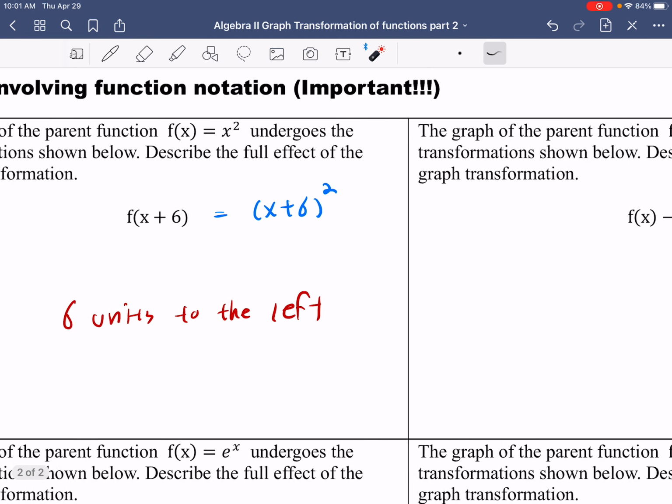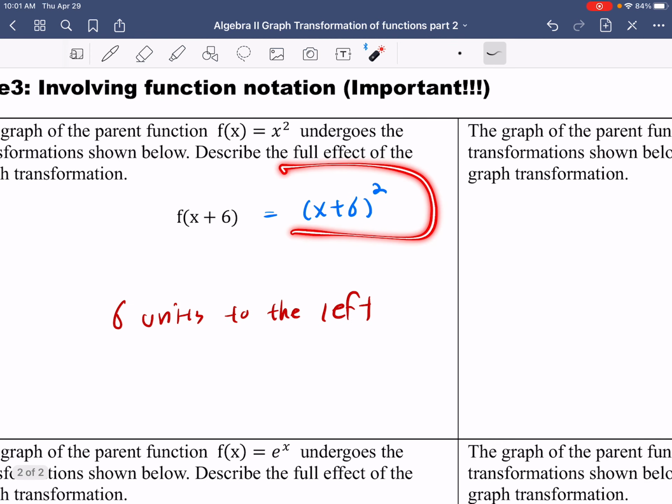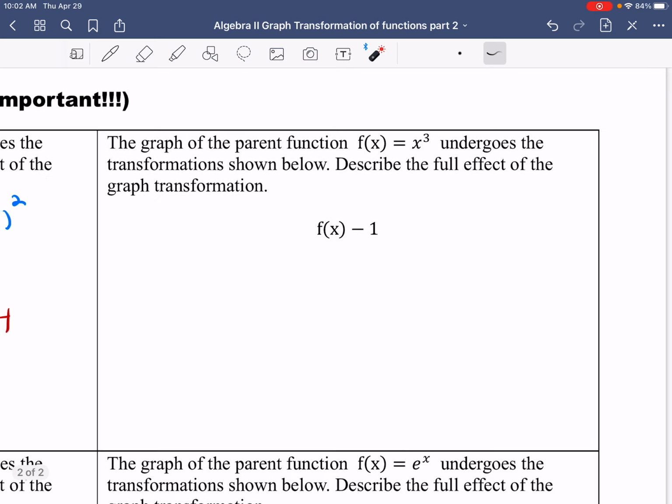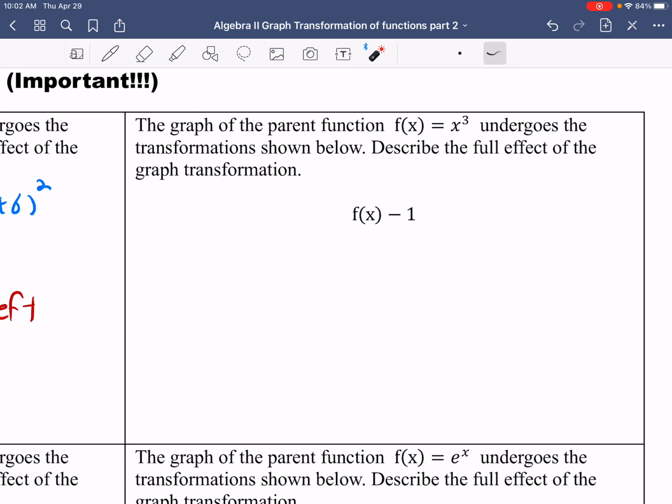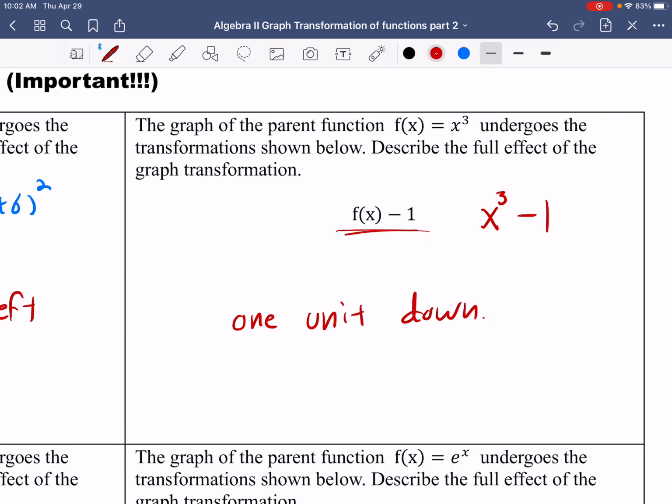Okay? So that's a traditional method. But as you can see, you don't really have to know how to change it because you should know by just looking at it. Since it is inside the parentheses, it's gonna move left and right, and it's plus 6, so it should be 6 to the left. You should be able to find the answer like that. For example, it's x cubed, but it doesn't matter. This one is f of x minus 1, outside of the parentheses. So it's the same as x cubed minus 1, which means 1 unit down. Isn't it? I mean, it's simple.